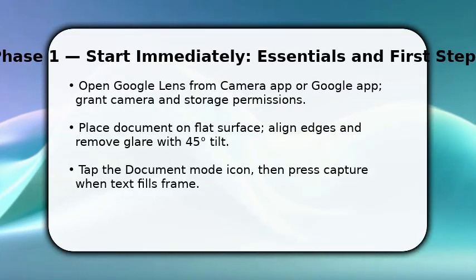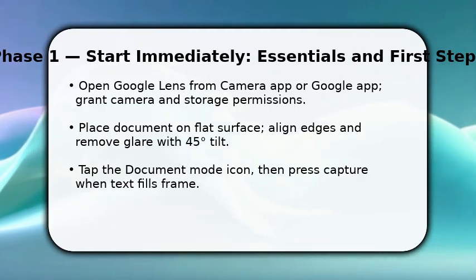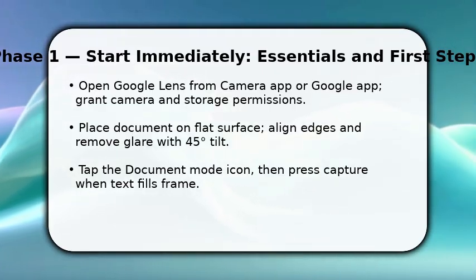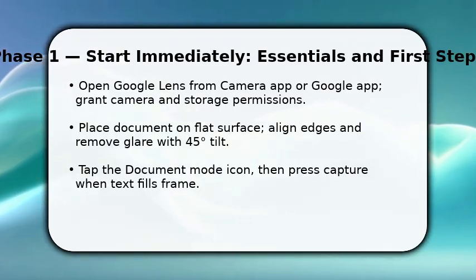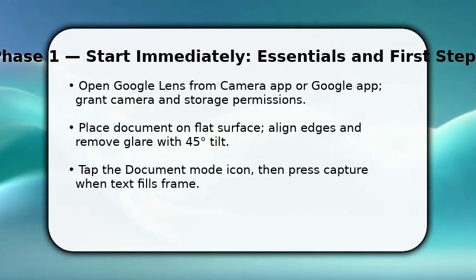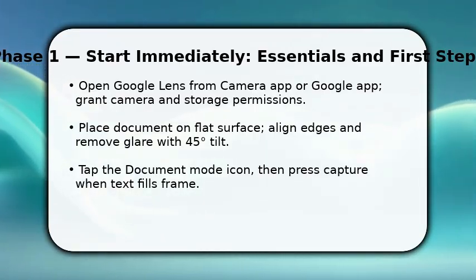You're starting right now. Open Google Lens in the Google or Camera app and grant camera and storage access. Position the paper flat, center the page, and remove glare by angling the light or device. Once focused, switch to document mode so Lens detects edges automatically, then press the shutter. You'll see a preview crop, make small framing adjustments, and tap Confirm.